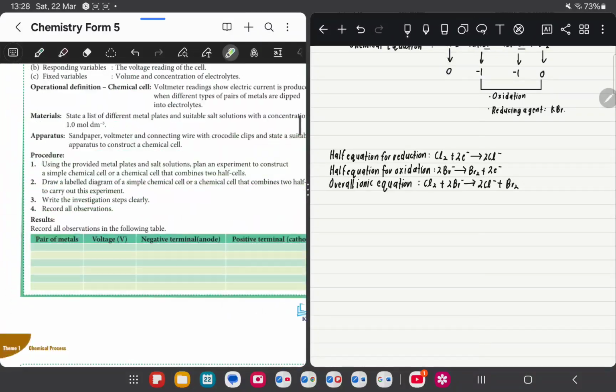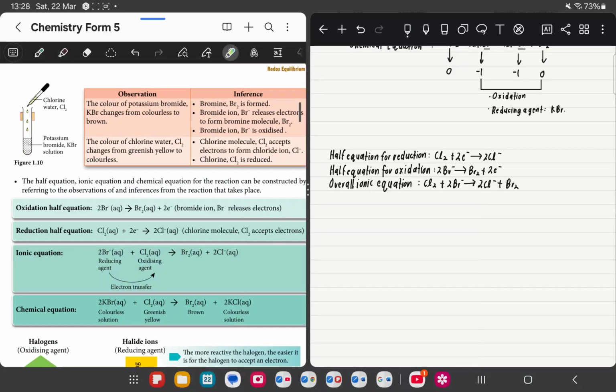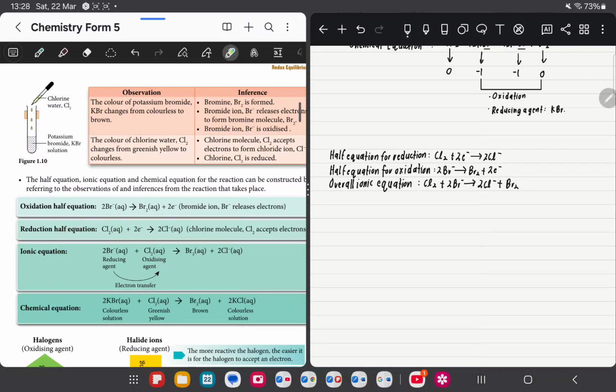So this is the complete explanation for your displacement of halogen and halide. Okay, so this is what they did here. I already did it for you here. Okay, so you must understand the concept.